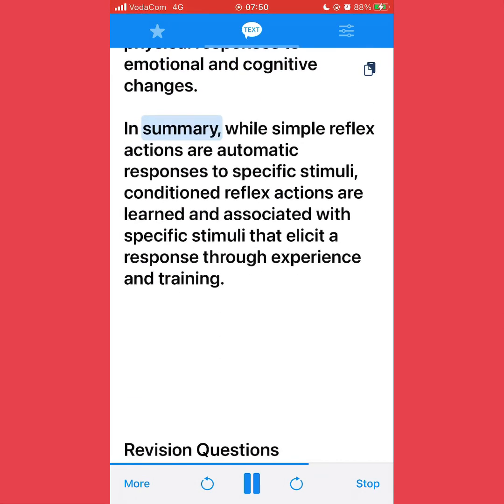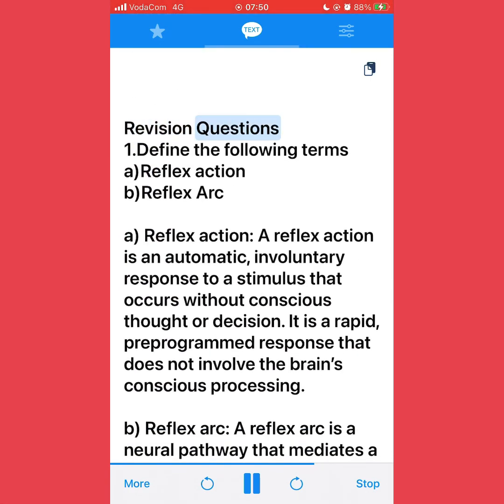In summary, while simple reflex actions are automatic responses to specific stimuli, conditioned reflex actions are learned and associated with specific stimuli that elicit a response through experience and training. Revision questions. 1. Define the following terms. A. Reflex action. B. Reflex arc.